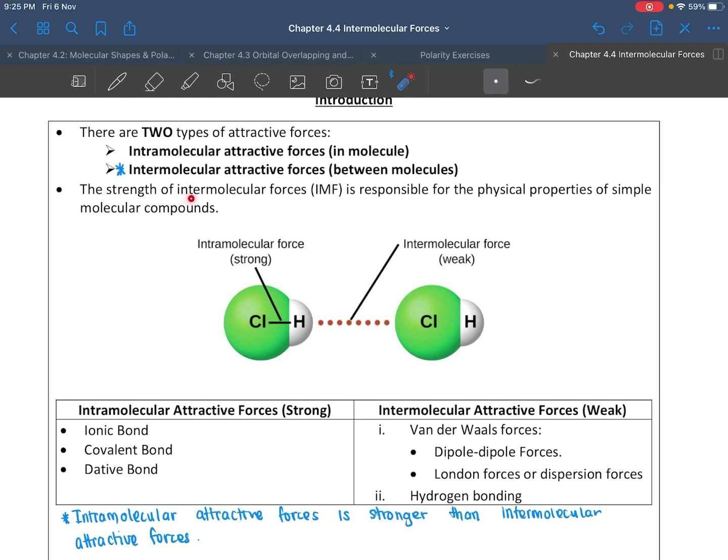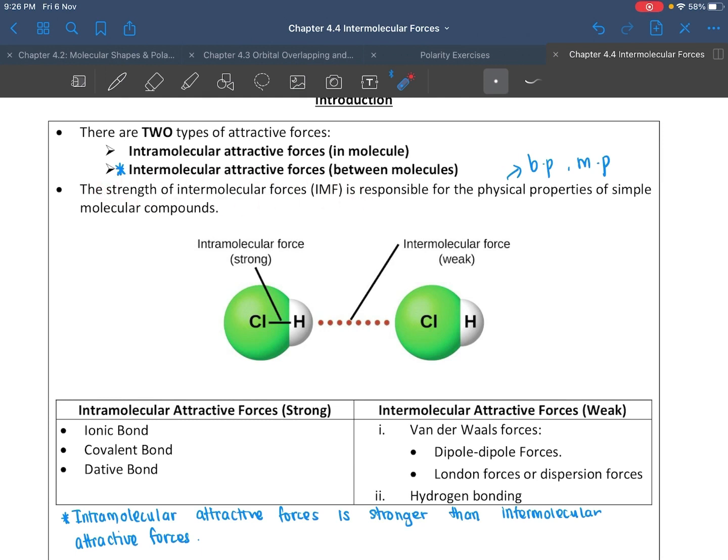Why do we need to learn about intermolecular attractive forces? Because the strength of intermolecular attractive forces is responsible for the physical properties of simple molecular compounds. Physical properties here, for example, adalah boiling point and melting point. Maksudnya, if we want to determine the boiling point for water and alcohol, one of the boiling points may be slightly higher than the other. Kenapa? The reason behind the boiling point tu adalah bergantung kepada the strength of intermolecular forces. Nanti kita akan belajar.